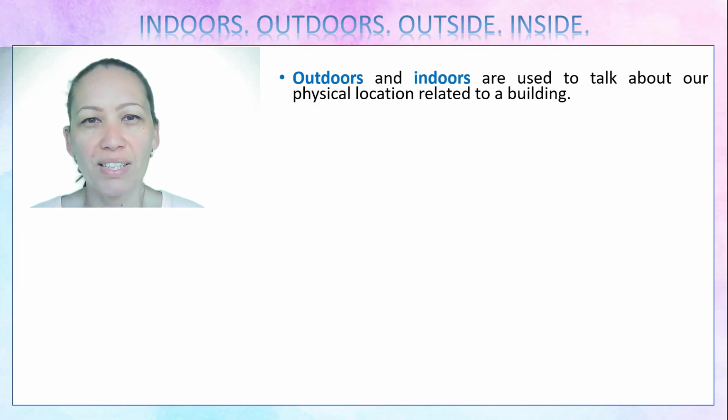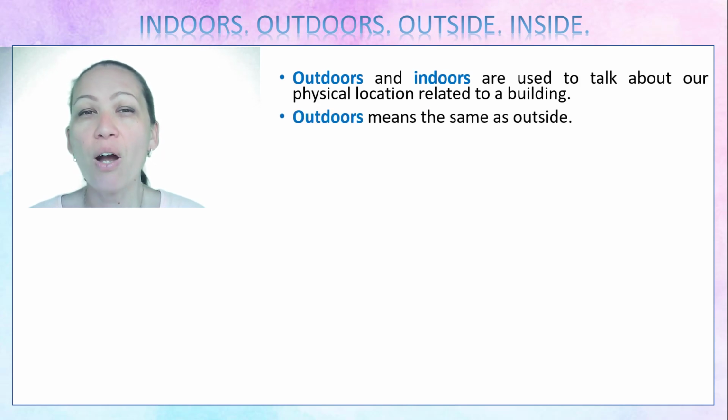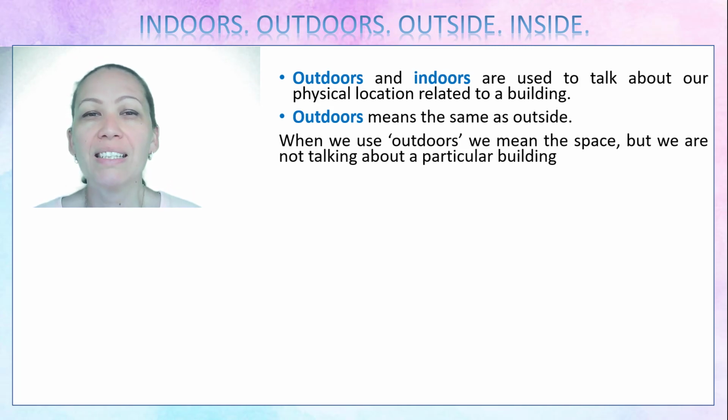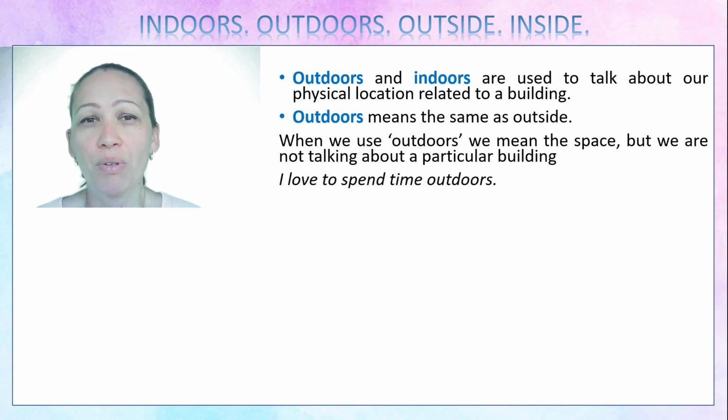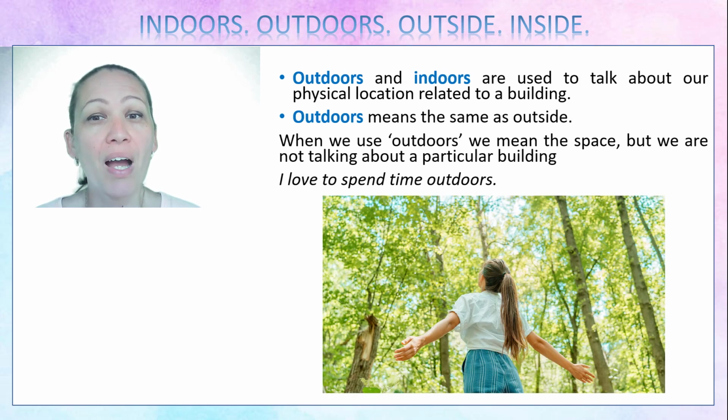Outdoors and indoors. We use outdoors and indoors when we're talking about our physical location related to a building. Outdoors means the same as outside. But when we use outdoors, we mean the space. We're not talking about a particular or certain building. For example, I love to spend time outdoors. In this case, outdoors can mean in nature or in the open air.